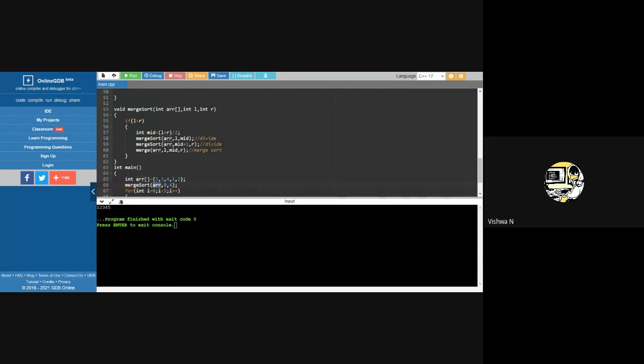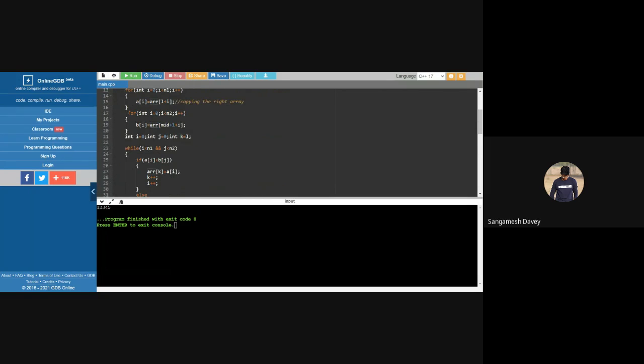Can you tell what's the use of the variable k? Okay, so the variable k is to put it in the sorted array. The final output array. Yeah, the final output array. The sorted array. K represents the index of the sorted array. Cool. Okay, can I move on to the next one?